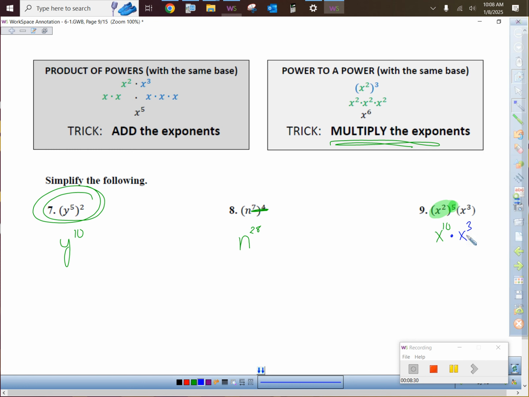So now, what should I do with this? Should I get x to the 30th or x to the 13th? This is an add the exponents together. And I've been around the block so many times. It is so normal if you keep switching these rules around.